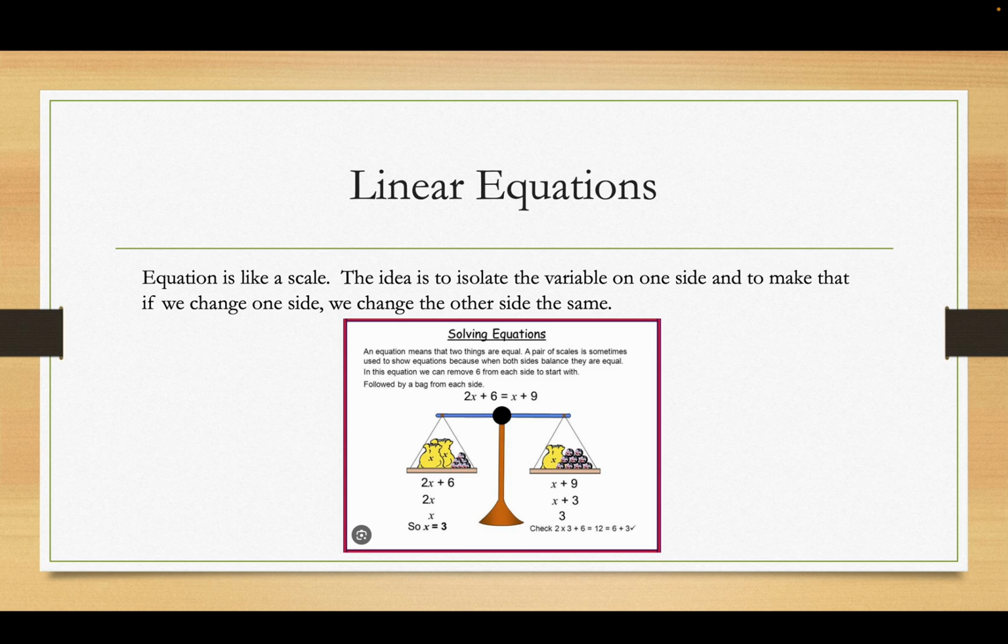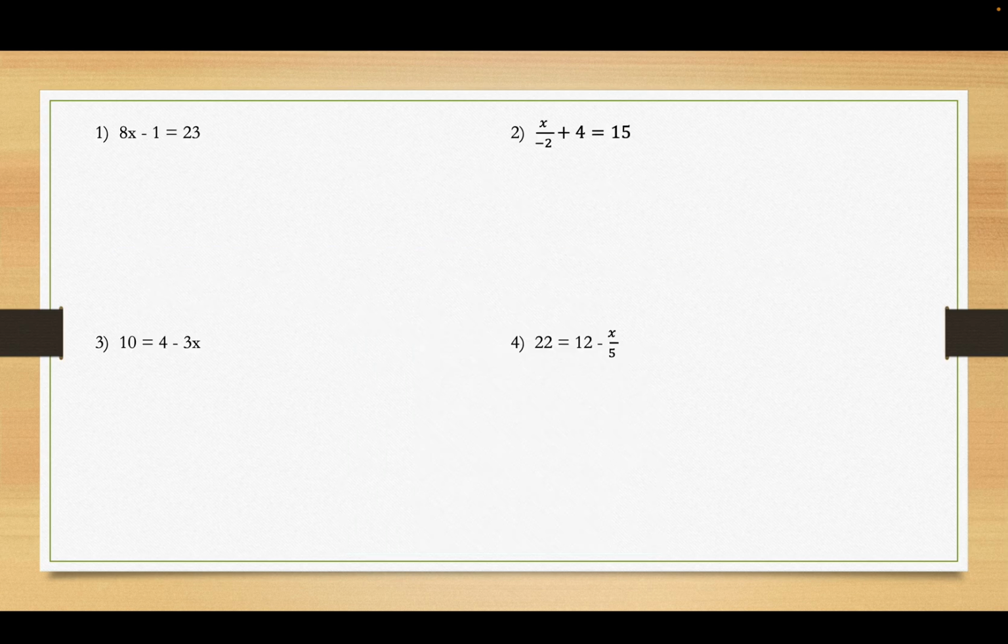Now, what you have to understand about an equation is it's like a scale, a linear equation. The idea is to isolate the variable on one side of the scale so that we can figure out its weight, so to speak. When you get the variable on one side and a number on the other side, you have your final answer. The key is to make sure that if we change one side by a certain thing, we change the other side by the same exact thing. There's a picture of an equation looking like a scale. So these are very simple equations to start, what I call standard two-steppers.